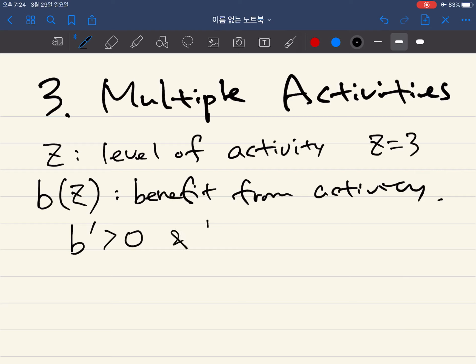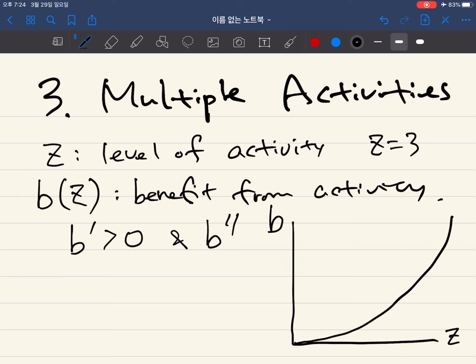And we can also talk about second derivative. Suppose, so I'm gonna draw benefit function here. So x-axis is level of activity, y is benefit. Suppose I draw benefit function something like this. What does it mean? First, if you look at this benefit function, what is the slope? Slope is positive. So b prime is positive.